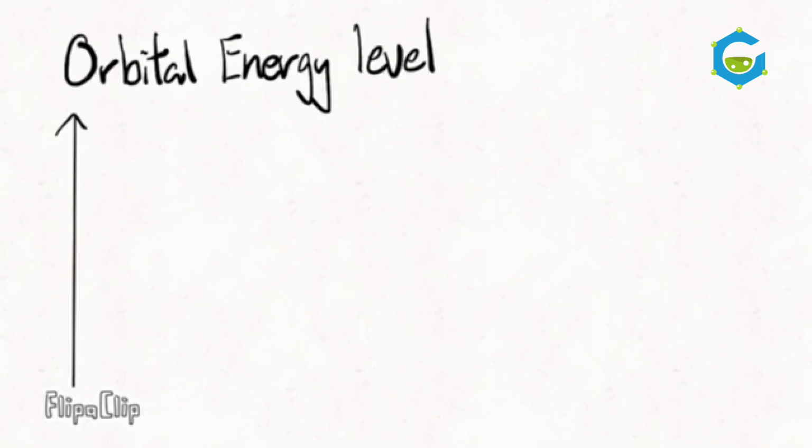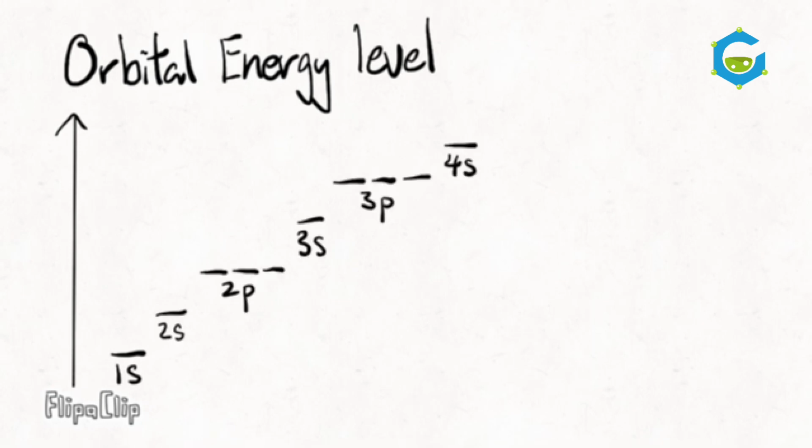Different orbitals will have different energy levels. The orbital with the lowest energy level is 1s, followed by 2s, 2p, 3s, 3p, 4s, and 3d. Please be reminded that the 4s orbital has a lower energy level than the 3d orbitals.